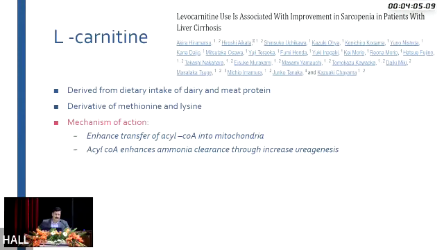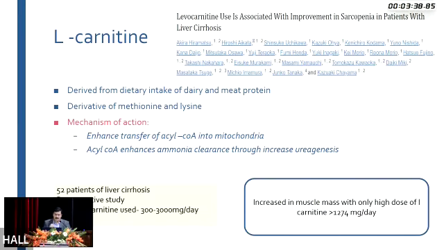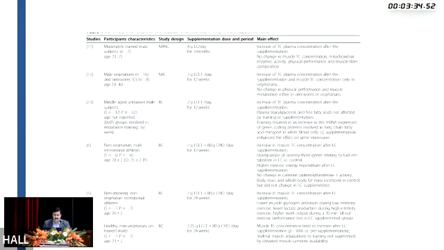What about L-carnitine? It is an important nutrient which is required for the fatty acid metabolism. It enhances the transfer of acyl CoA into the mitochondria and enhances the ammonia clearance to increase ureagenesis. This study was done in 52 patients, the preliminary study in cirrhosis, and this was a retrospective study in which they looked at what was the effect of carnitine on muscle mass. This study showed that there is an increase in the muscle mass with only high dose of L-carnitine.